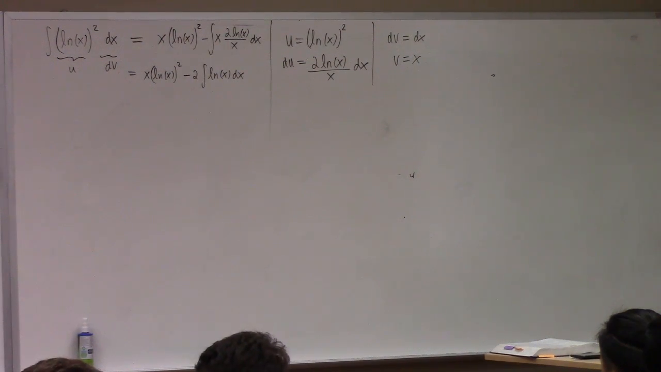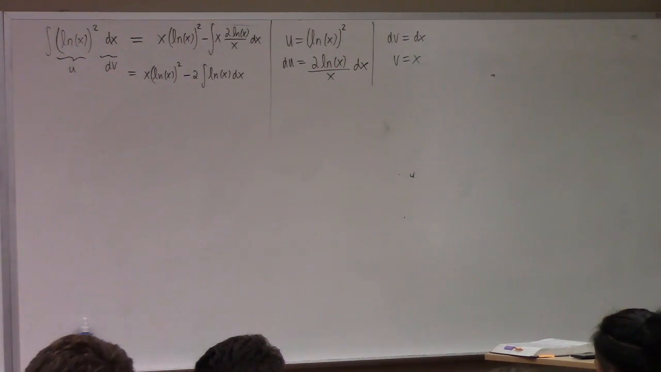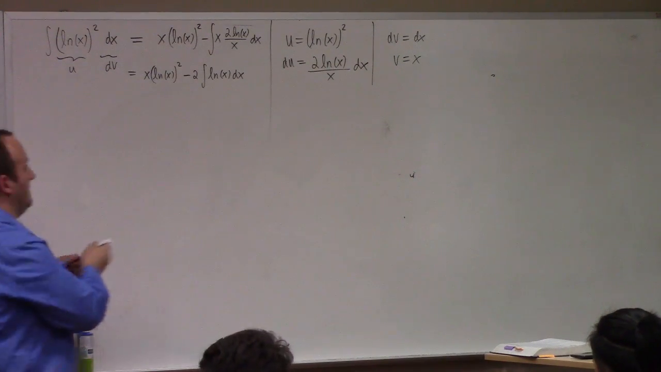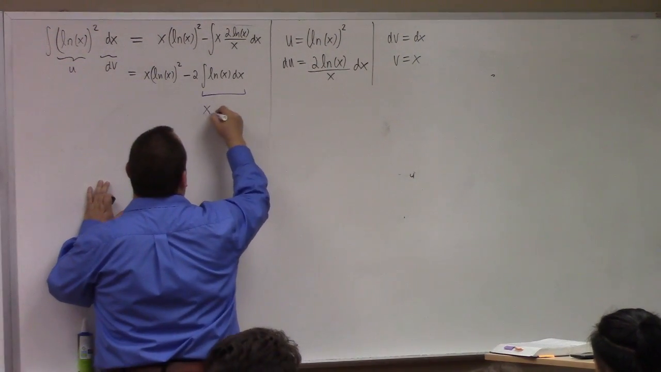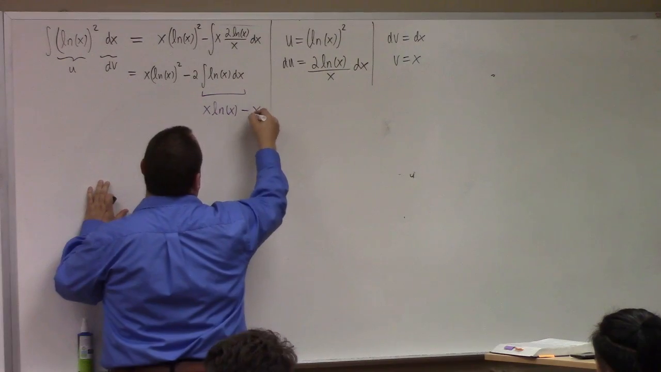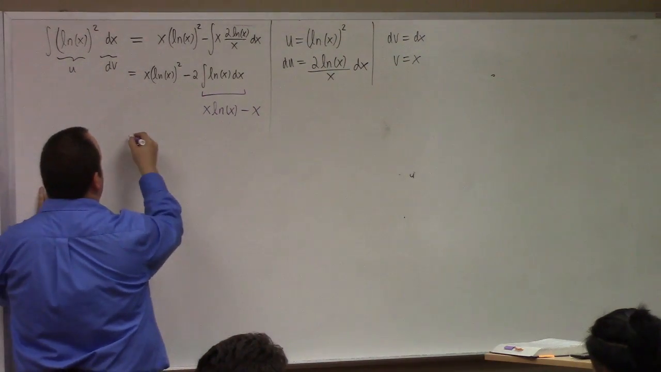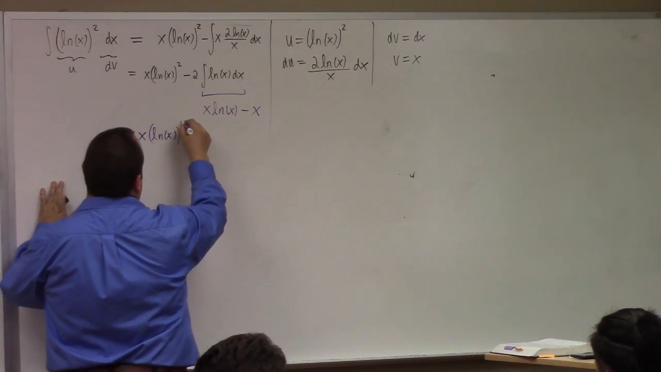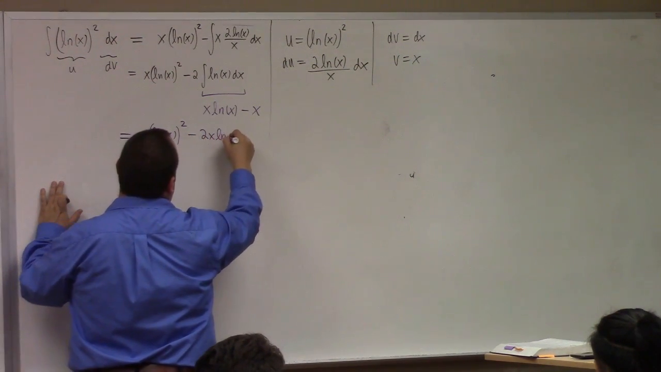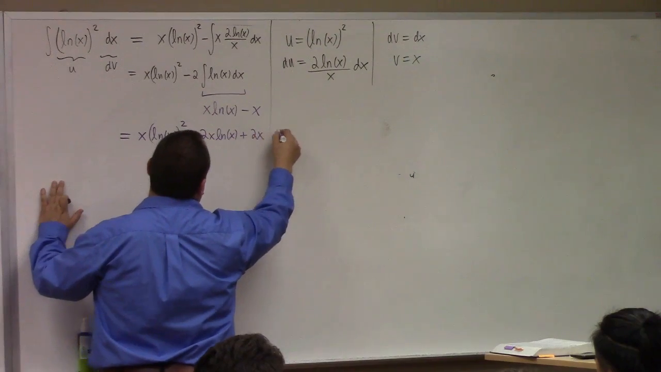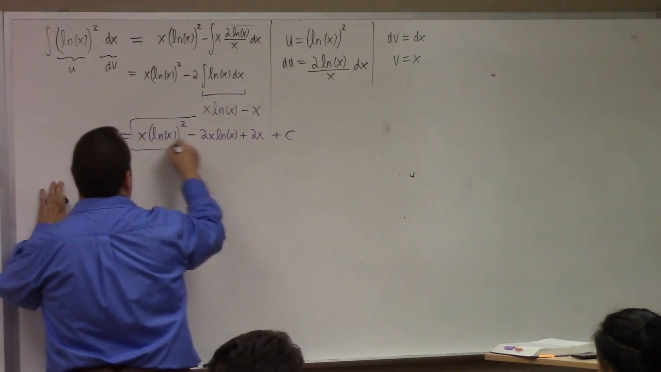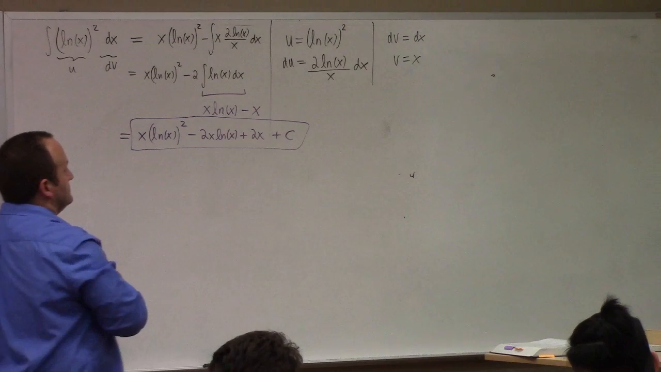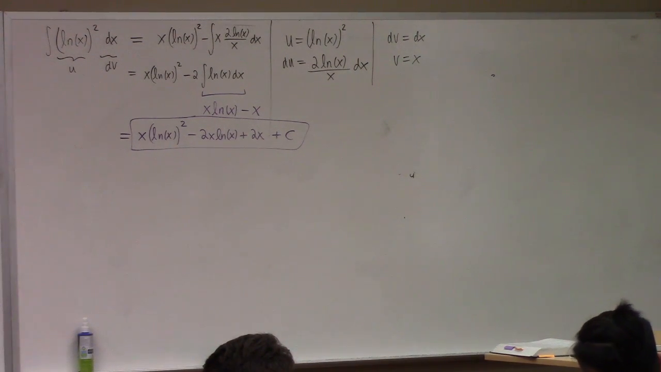How do you do the integral of log x? Integration by parts, right? Do you guys remember what the answer was? Yeah, this one was x ln x minus x. We worked that out yesterday, so let's not go over it again. Let's just use it. So minus 2x ln x plus 2x plus a constant, using yesterday's work.